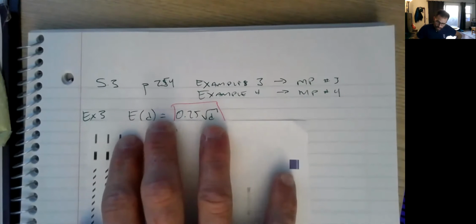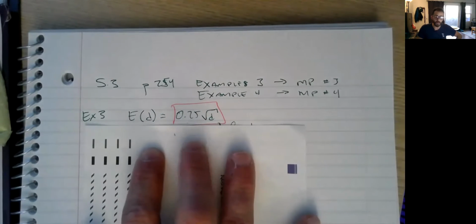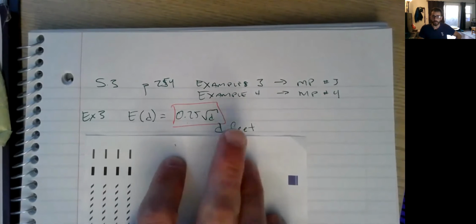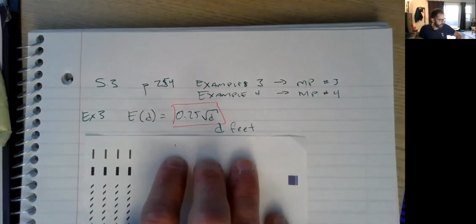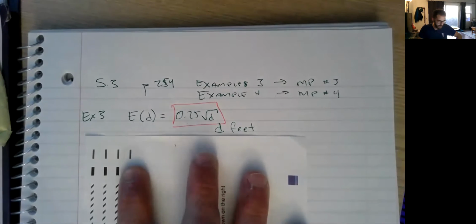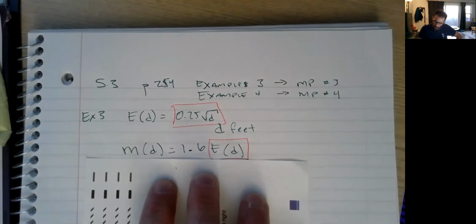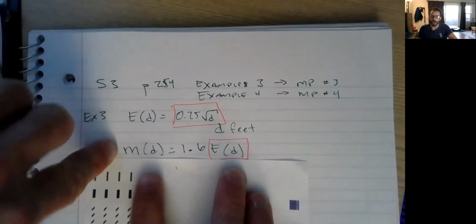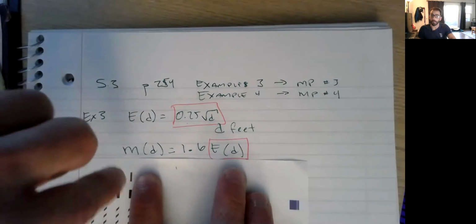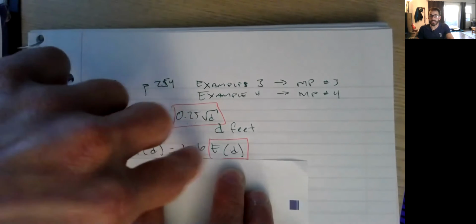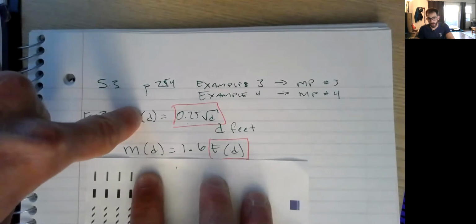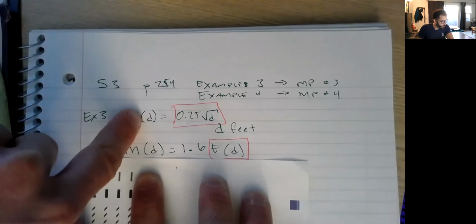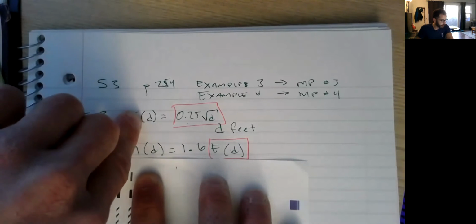The function e of d is equal to 0.25 rad d. That approximates the number of seconds it takes a dropped object to fall d feet, so it's important to know what kind of number you're using, d feet on Earth. The function m of d is equal to 1.6 times e of d. So m of d, how long it takes for an object to fall d feet on Mars, is 1.6 times the function for Earth. We want to write a rule for m.